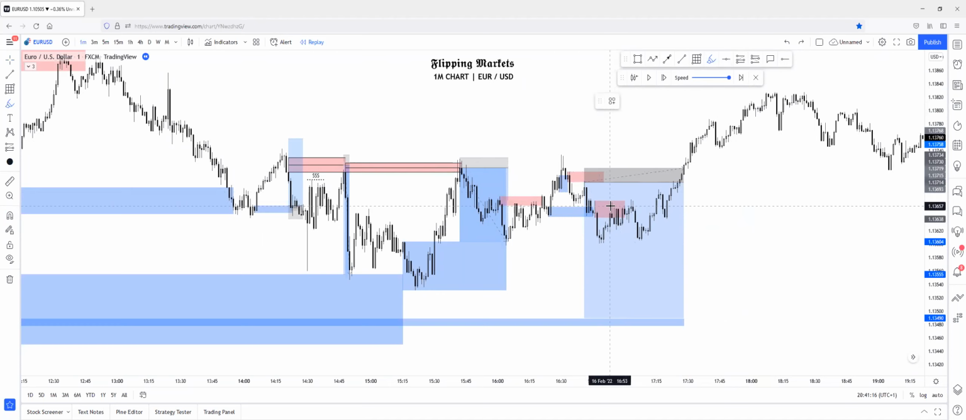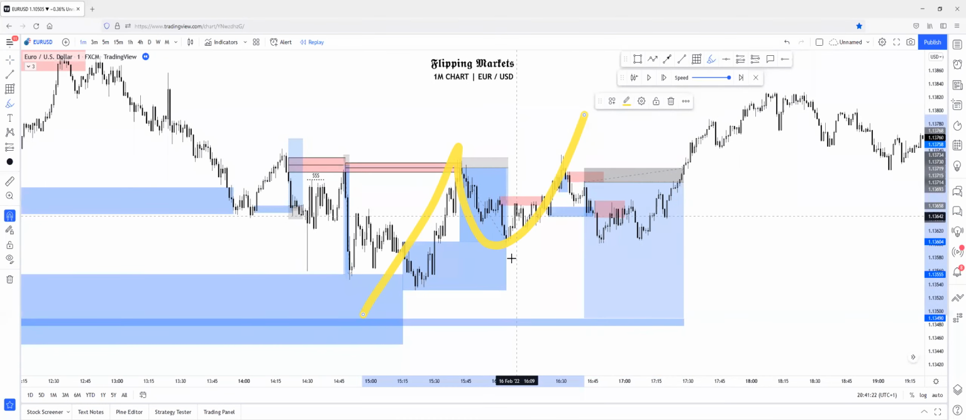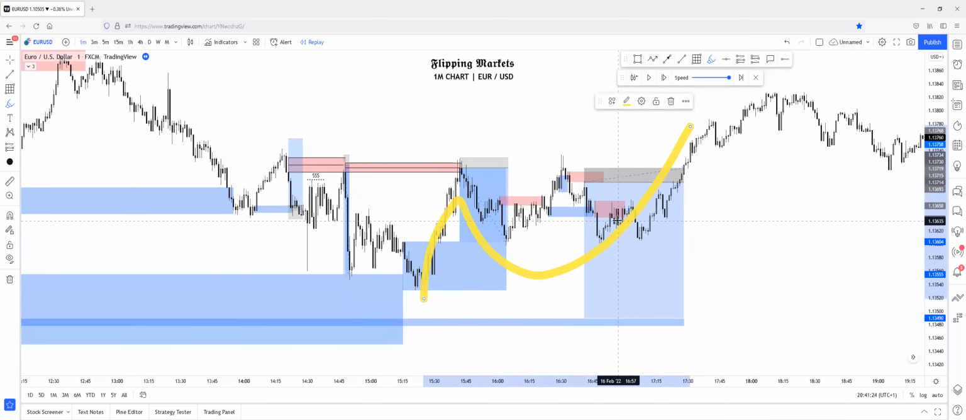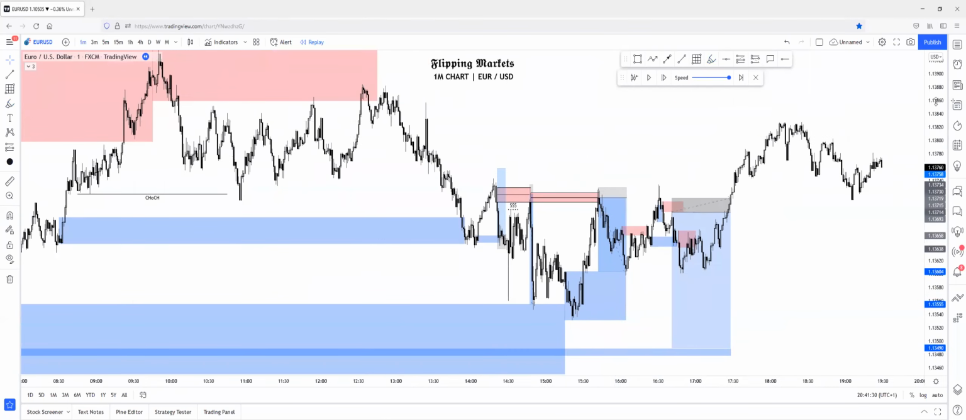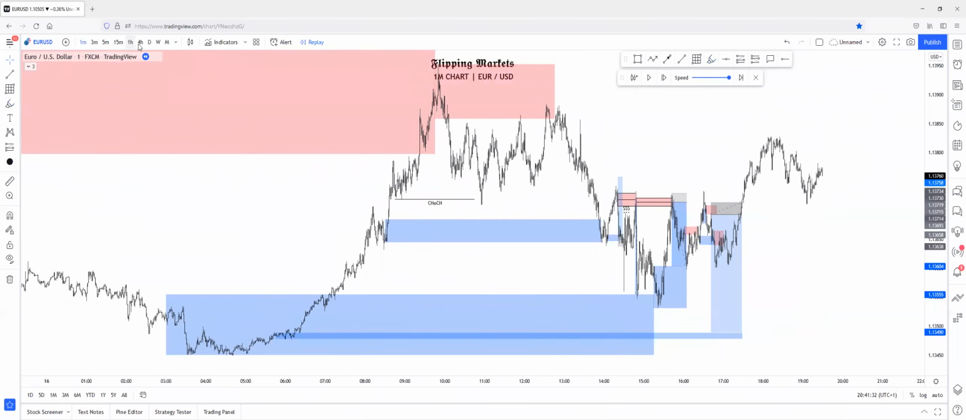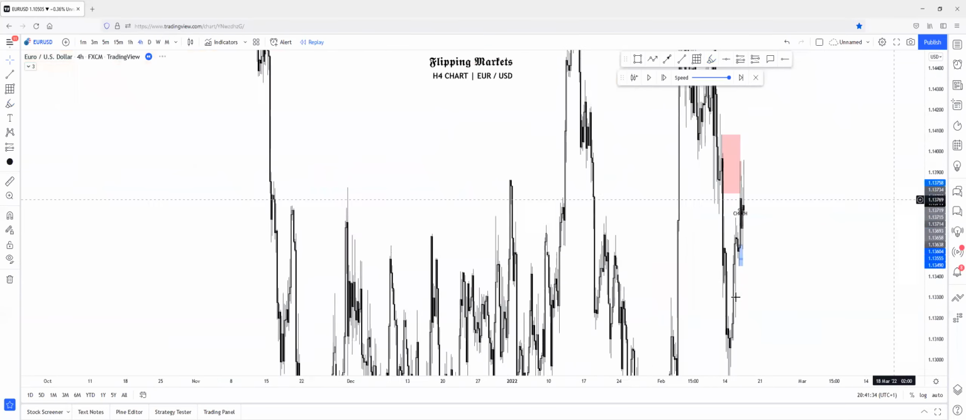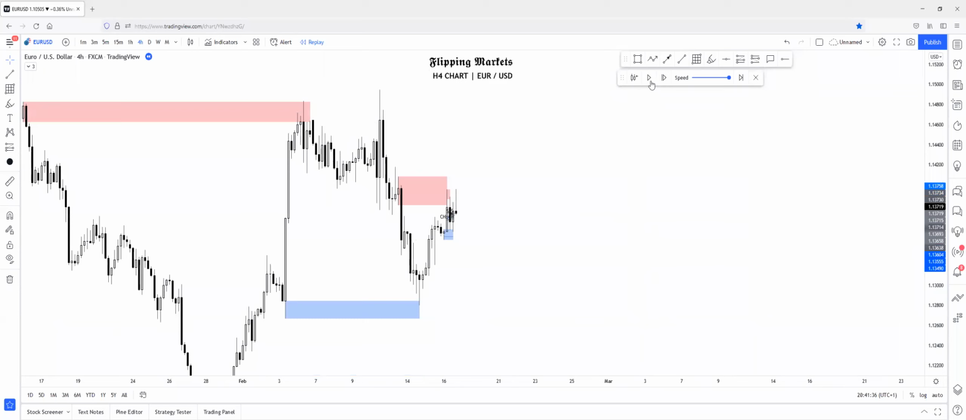Last trade was counter trend. Actually, yeah, this was a counter trend trade because price changed character here to the upside. So we could consider this as a counter trend trade on the lower time frames, but on the higher time frames, it was still a main trend trade because the main trend is still bearish. Let's just see how this 4-hour chart plays out.